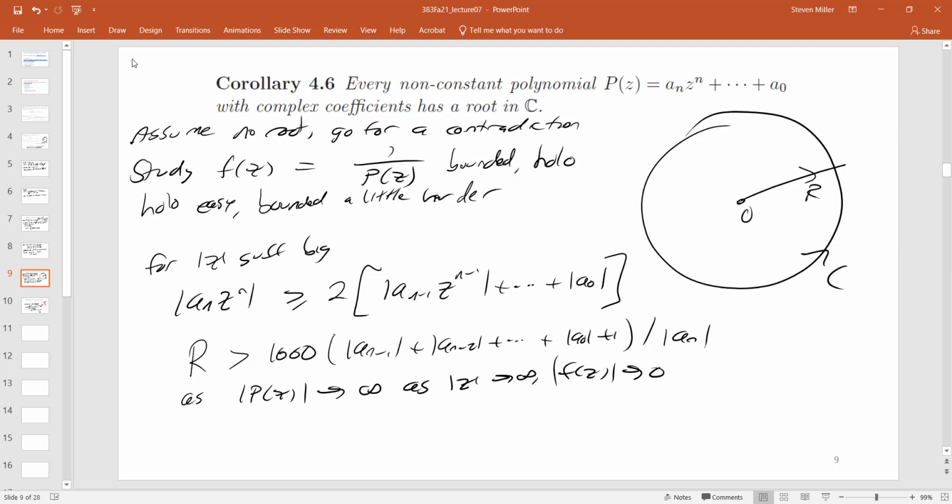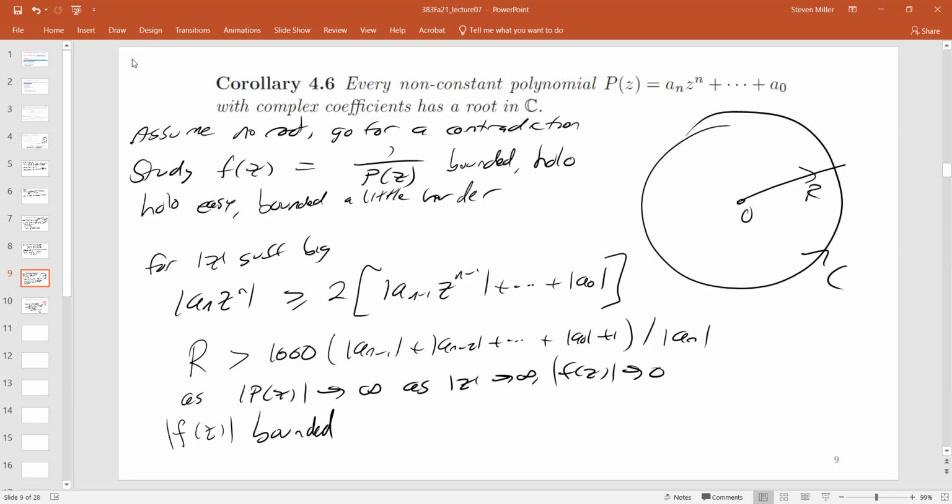Uniformly continuous. What else do we know? It attains its max and it attains its minimum. Well, I don't really care about the minimum today. I care about the maximum today. So the function is going to be bounded in the disk. And then as we go beyond the disk, it's only getting smaller. So this does lead to the function is bounded. So f of z is bounded.